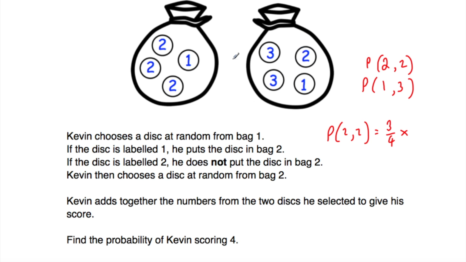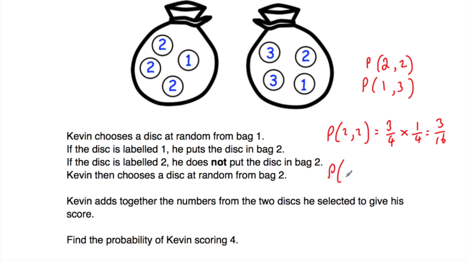So he's just going to take, once he looks at this disc and sees it's a 2, he's then just going to choose one of these discs at random. So the probability that he chooses a 2 from this bag will be 1 out of 4, 1/4, because there's one disc labelled with a 2 out of the 4 discs, so 1/4. And then if we times them together, 3/4 times a quarter, 3 times 1 is equal to 3, and 4 times 4 is equal to 16. So the probability that Kevin chooses a 2 and then a 2 is equal to 3/16. And those two numbers, 2 and 2, would add together to be 4.